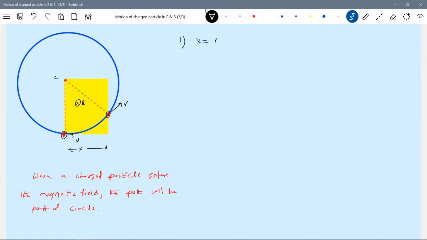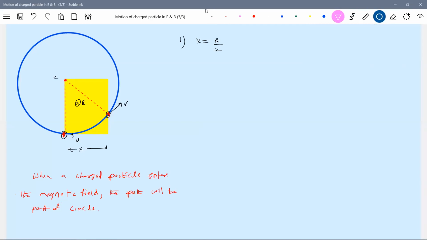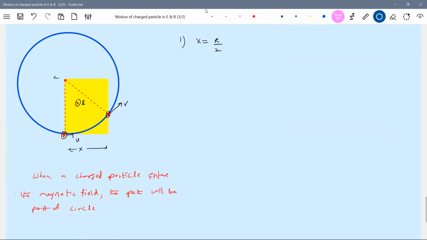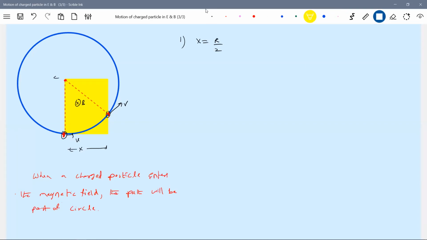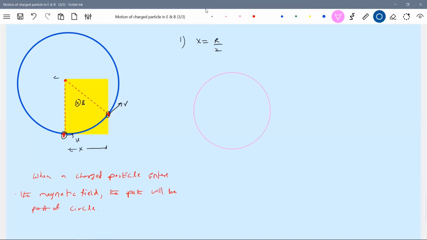Now, first, x equal to r by 2. What will be the deviation? We'll make it some pink line. The thin line we will make the one which is a part of a circle. Now I have to take the strips. I will try to get the problem. Let me explain through the diagram.